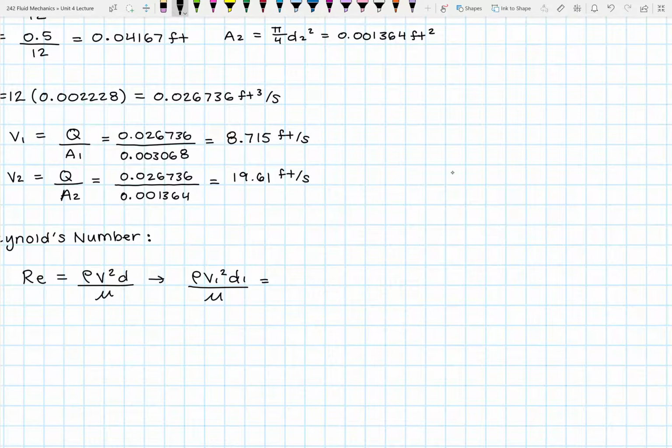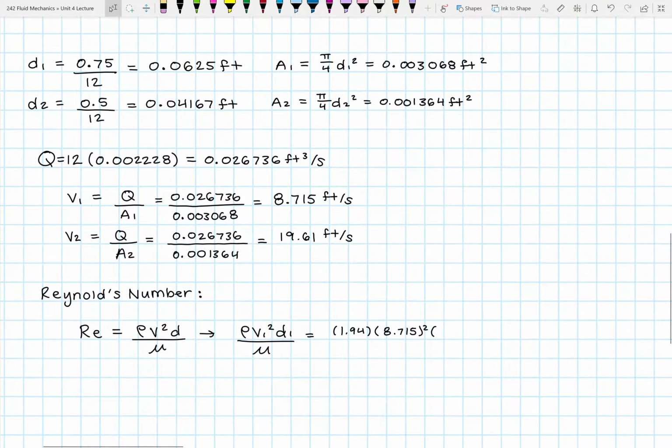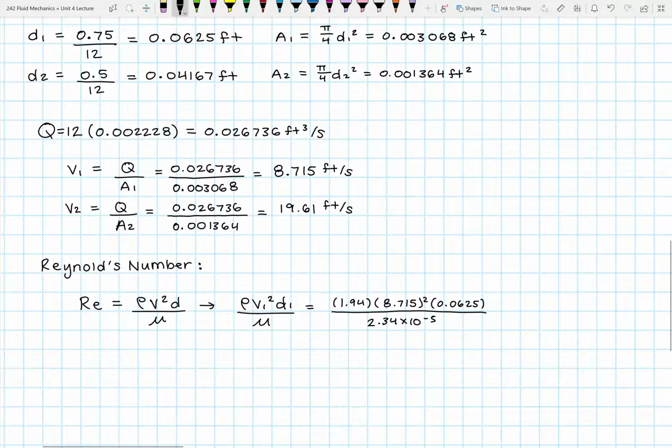Alright, so using some of our givens here, we had 1.94. Velocity 1 we just calculated. Square that. The diameter 1, what was that? That would be in feet, 0.625. All of that over the viscosity, which was given to us as being 2.34 times 10 to the -5th. Alright, so once you punch that into your calculator, you end up finding a Reynolds number of 45,160.